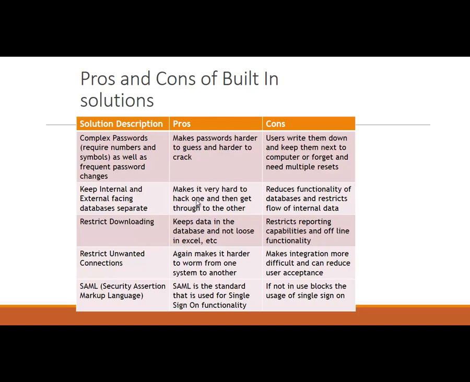We can restrict downloads, which keeps data in the database and not loose in any Excel sheet or report that we download. But that will restrict reporting capabilities, and you cannot work offline. You have to be online within the database to be able to work. We can restrict unwanted connections, but again, that will be hard. That will limit the integration with other devices and reduce acceptance from users who cannot access. Although it will be harder to get a virus through a flash drive or an external drive, at the same time we have lots of restrictions that make it hard to migrate, integrate, or work with other devices.